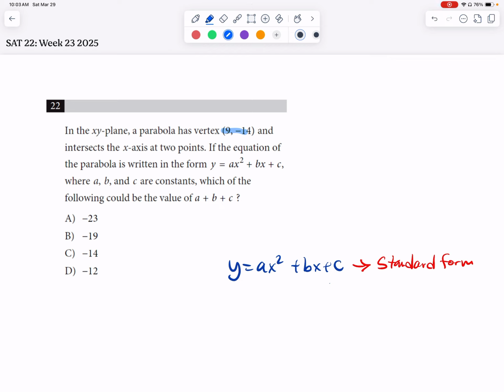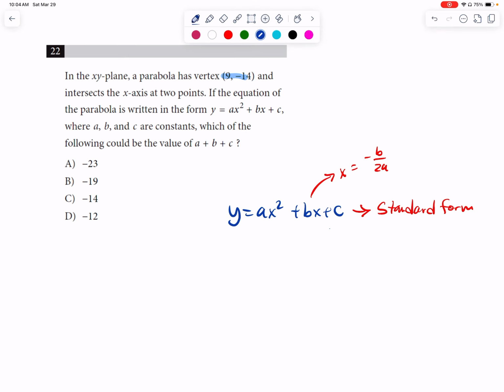Now, there is a little formula. It's part of the quadratic formula, which would help you find the x-coordinate of the vertex. And that specifically is x is equal to negative b over 2a. Perhaps you could make that work. I think that's kind of the wrong path, though. I would suggest instead using the vertex form, and the vertex form goes like this.